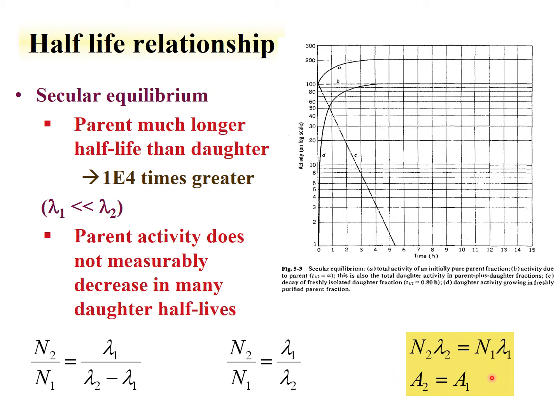And we actually see that what we get over time is that the activities of the two become constant. Because if I were to take this equation, N1 lambda 1 is equal to N2 lambda 2. So in this equation from transient equilibrium, since this value is small, we basically eliminate it from the equation for secular equilibrium. And then we get these conditions, the key condition being that the activity of the daughter winds up being equal to the activity of the parent.